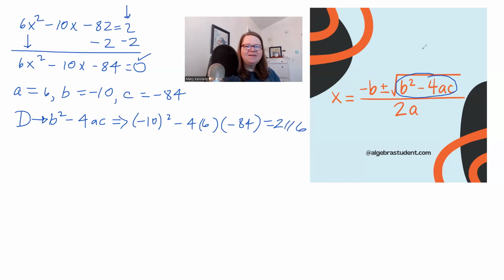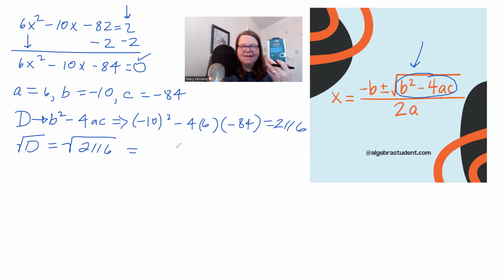And then notice that the discriminant is under the radical. So the square root of the discriminant in this case is going to be the square root of 2116. And it's nice that that comes out nice and clean to 46.